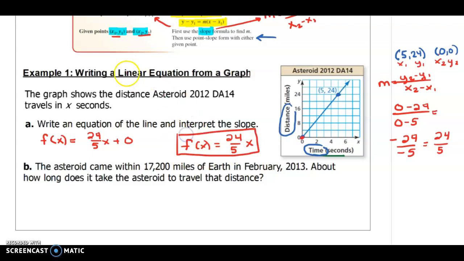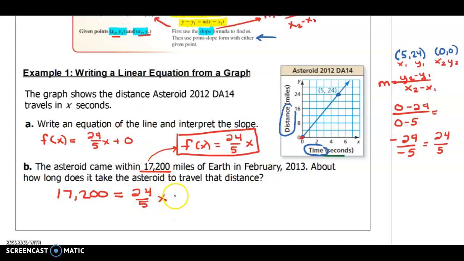Okay, so that would be our equation. If we look at B, it said the asteroid came within 17,200 miles of Earth. That would be the distance from Earth, which is right here, so that would be my y. I'm going to plug this in for y. Remember, y and f of x are the same thing. So 17,200. We want to know about how long it takes the asteroid to travel that distance. So 17,200 equals 24 over 5x.